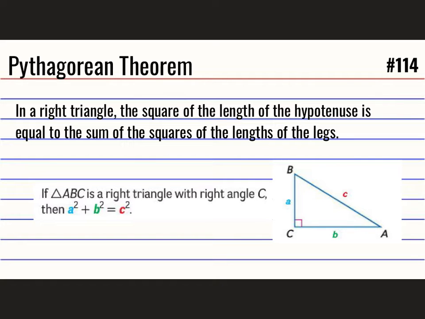In a right triangle, the square of the length of the hypotenuse is equal to the sum of the squares of the lengths of the sides. So a squared plus b squared equals c squared. And we know c squared is the hypotenuse.